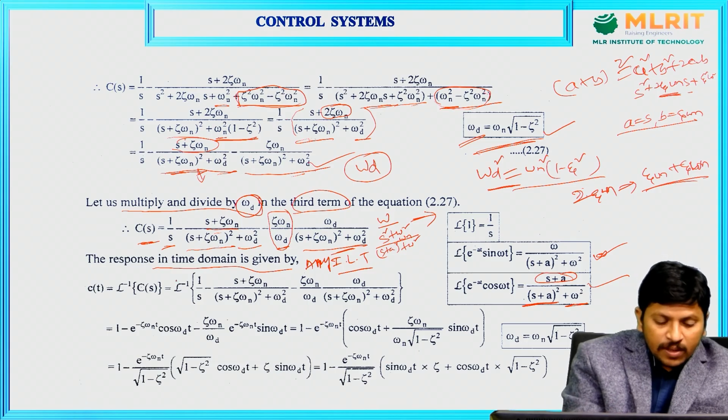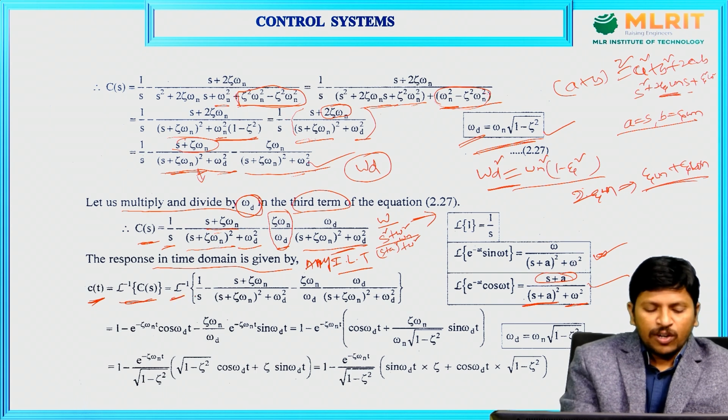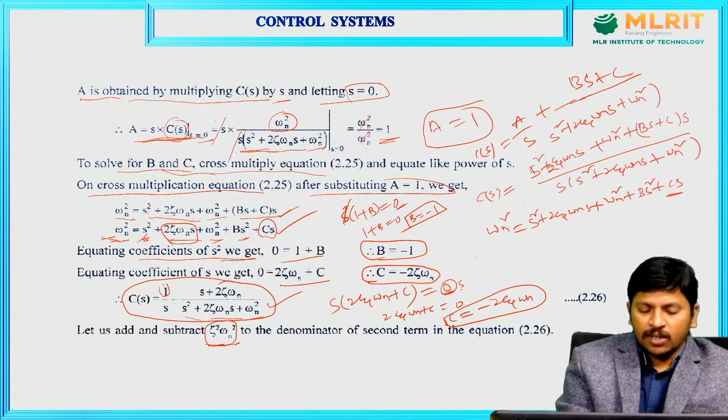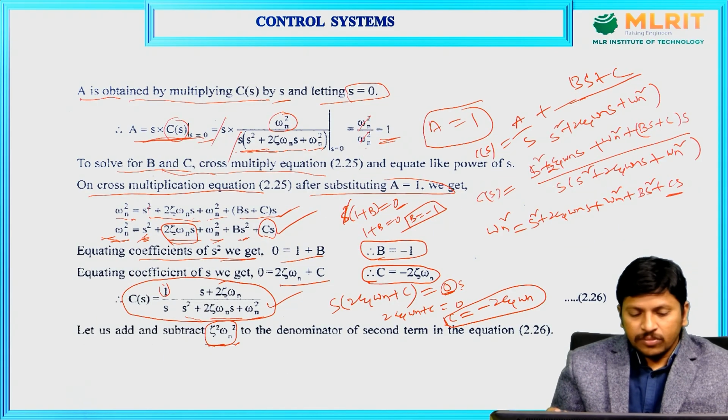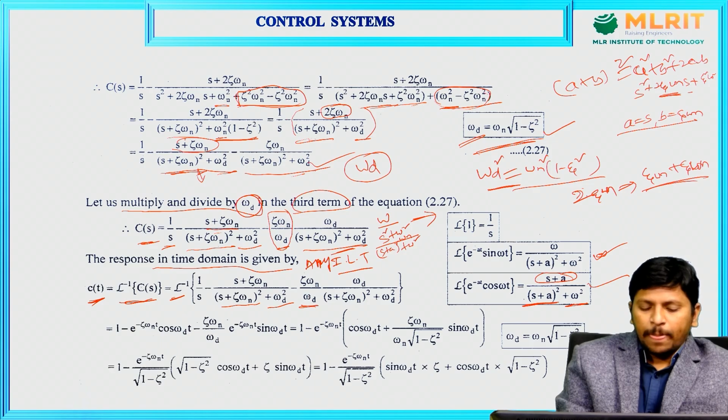See here, the inverse Laplace of C(s), which is c(t), is the inverse Laplace of the complete term: 1/s first term, minus (s + zeta omega_n) divided by ((s + zeta omega_n)^2 + omega_d^2) second term, and here minus zeta omega_n divided by omega_d, times omega_d divided by ((s + zeta omega_n)^2 + omega_d^2).